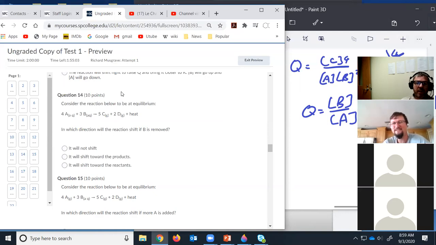All right, so we've taken out B. We need to make more B in order to bring it back to equilibrium, in order to remove that stress. So the reaction will shift towards the reactants for that reason. Anybody got any questions about that?